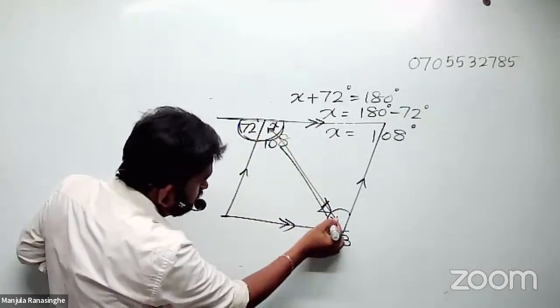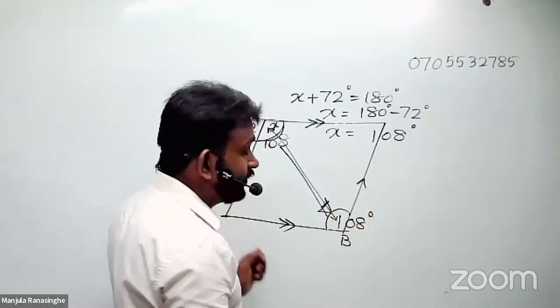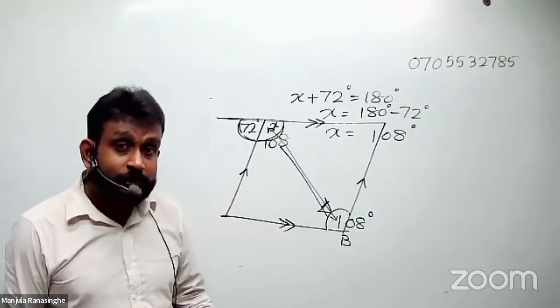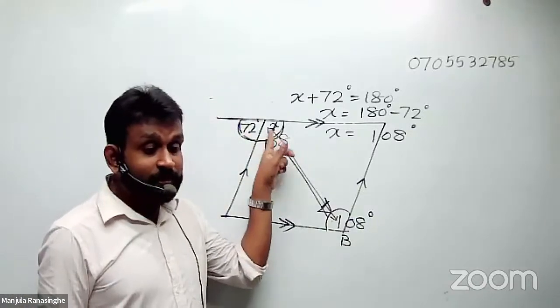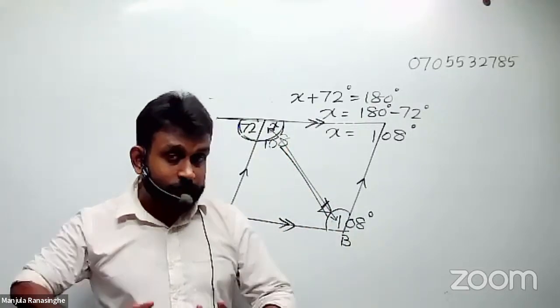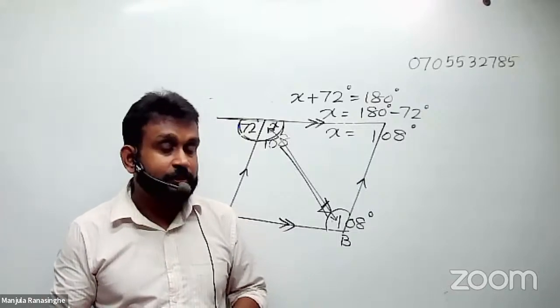As per the property of a parallelogram, this angle is opposite to this angle, right? The opposite angles of a parallelogram are equal. So this angle gives you 108, right? In the diagram itself, you can mark this information here and here. These are equal.